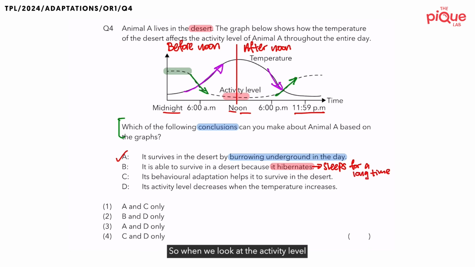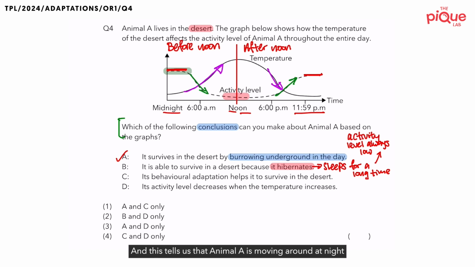So when we look at the activity level of animal A in the graph, we want to see that the activity will always be low if it's hibernating. But when you look at this graph, there are some parts whereby the animal activity level is high. So do you think animal A is hibernating? No, animal A is not hibernating because its activity level is high at night. And this tells us that animal A is moving around at night and not hibernating. So let us put a cross for this statement.